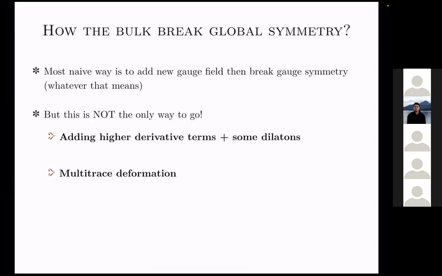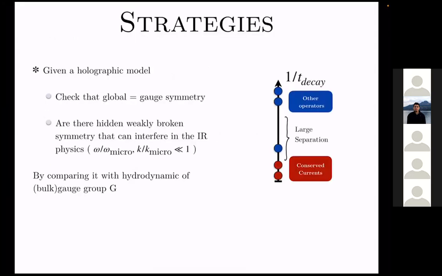So I will present you 3 or 4 examples where you can see the global symmetry is broken. I'm not going to show you details, but I can tell you the result and why it makes sense to understand these things as an explicitly broken global symmetry. Okay, so the strategy is the following.